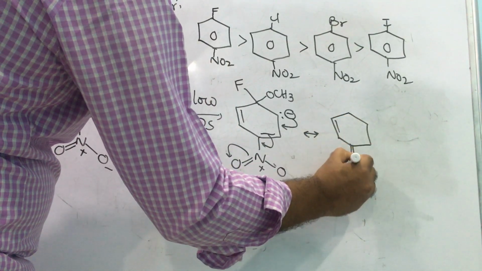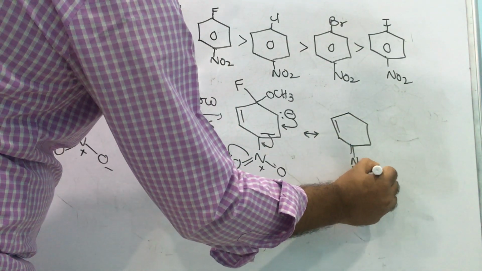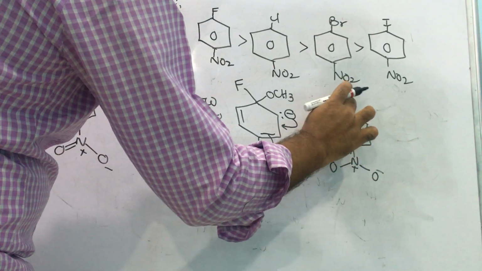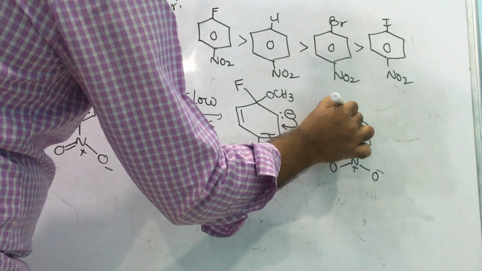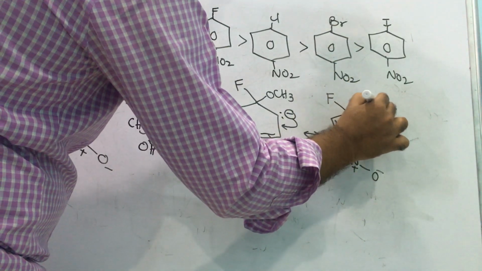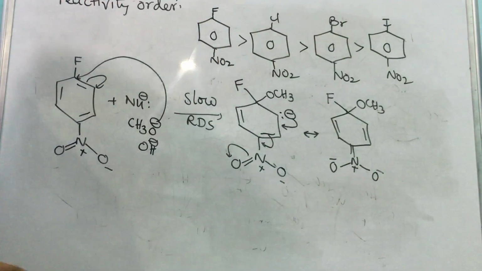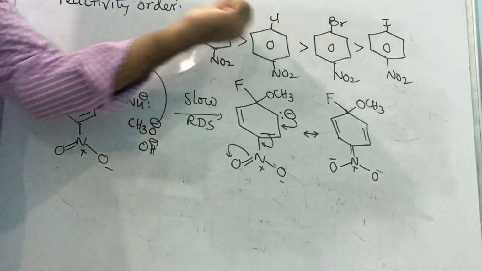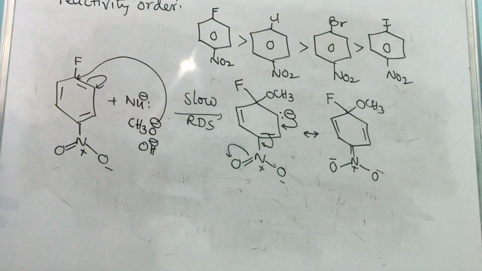Double bond, N positive charge, O minus and O minus. Here a double bond, not double bond, sorry. Here F and here should be OCH3. Now carefully observe. I told you that F is a better leaving group than chlorine in this nucleophilic substitution reaction.